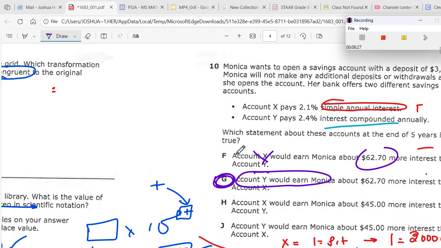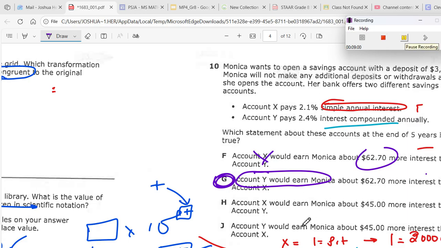Okay, account Y is going to be compounded annually. So it can be A equals P times 1 plus R raised to the T. Put in the numbers: A is equal to 3,000 times 1 plus 2.4% raised to the 5th power. And that gives you 3,377.7. And A, like I said, is the all together, the total, which is your principal and your interest.